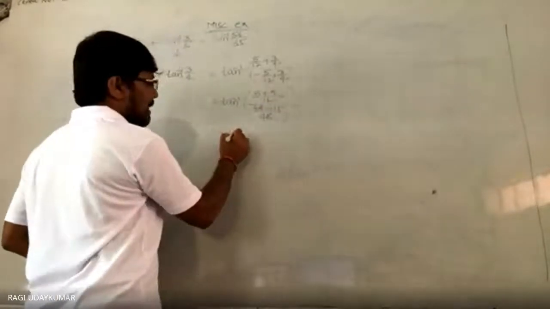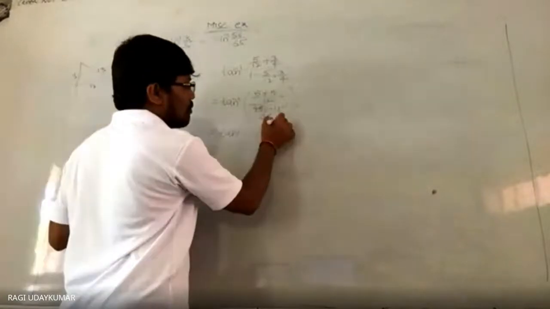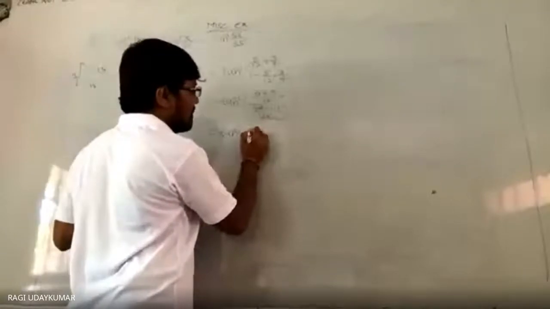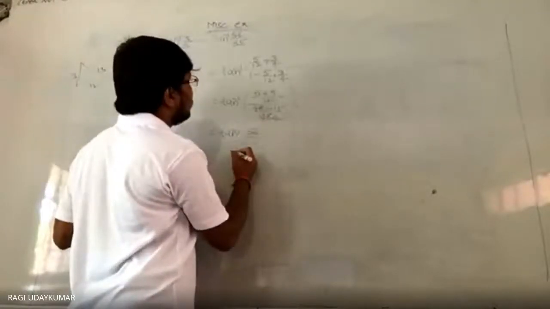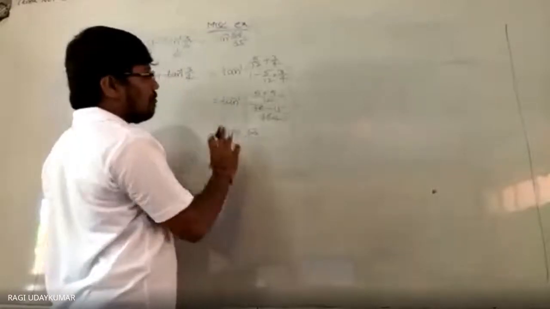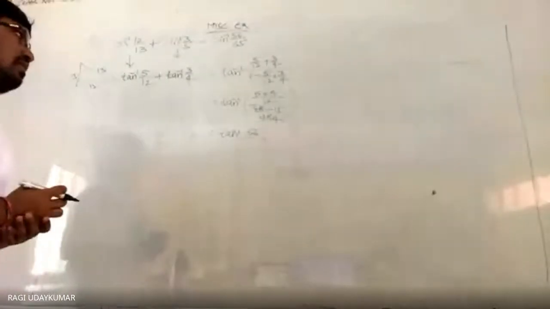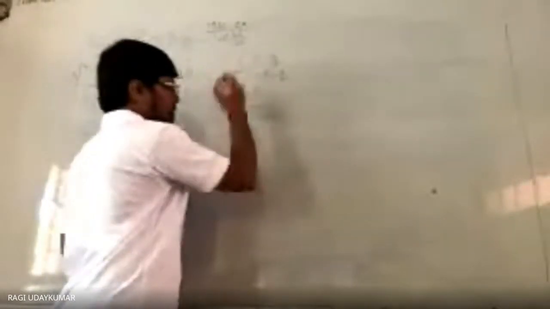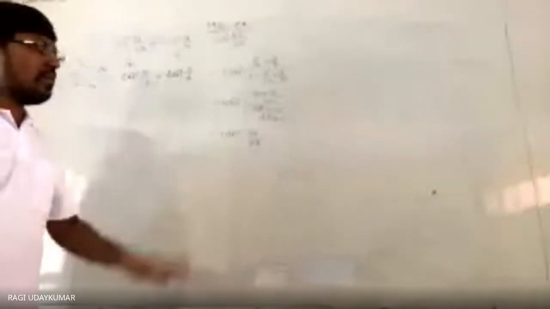So this equals tan inverse of, 12 is 12, 4 is 4, this 4 goes up. 9 plus 5 is 14, 14 fours are 56, by 48 minus 15, which is 33. Right? Yes. Now we got this one.